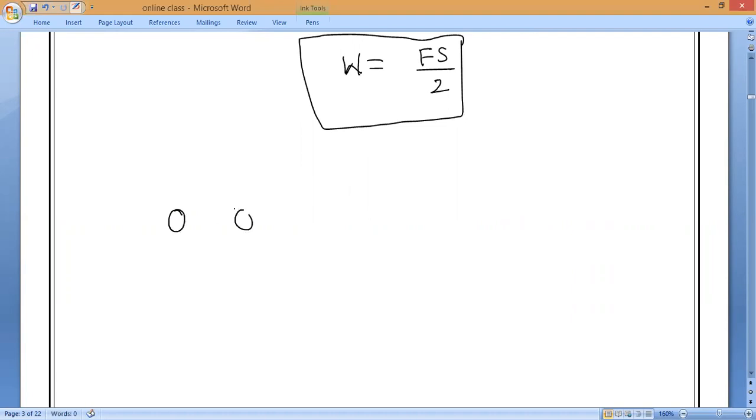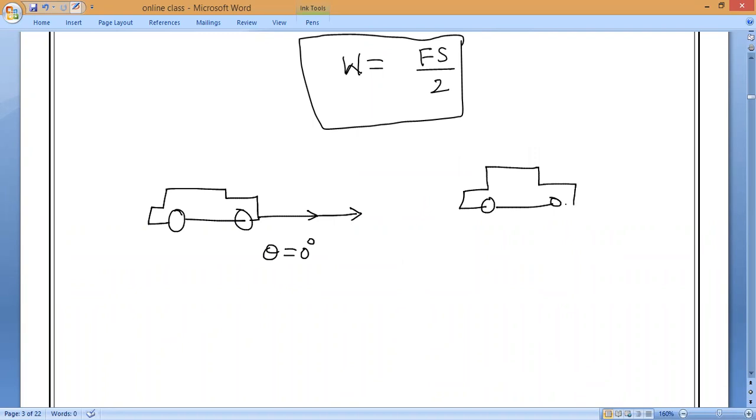Suppose this is the car. Now I am applying the force exactly parallel to the surface, so theta is equal to 0 degrees. Now this is the car with a 45 or 60 degree angle. In which case can you pull the car easily? In the first case, sir.